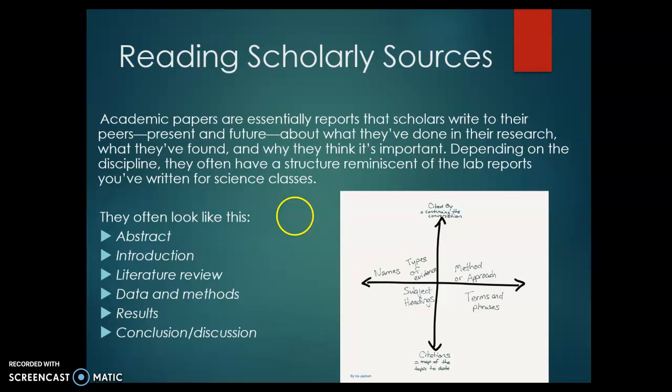Just a note about scholarly sources. Academic papers are essentially reports that scholars write to their peers, present and future, about what they've done in their research, what they found, and why they think it's important. Depending on the discipline, they often have a structure that is reminiscent of lab reports you've written for science classes in the past. So anyone who is a doctor of a certain field, not just a medical doctor, these research studies at that level are often in this format.